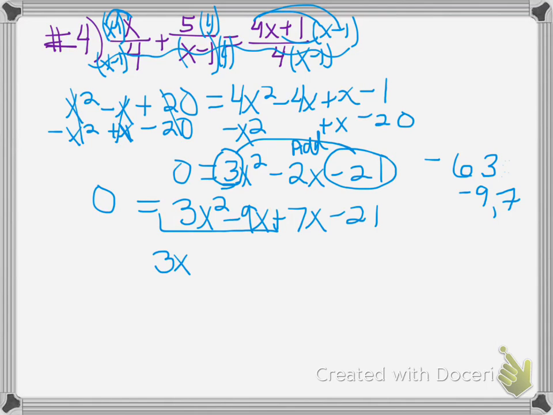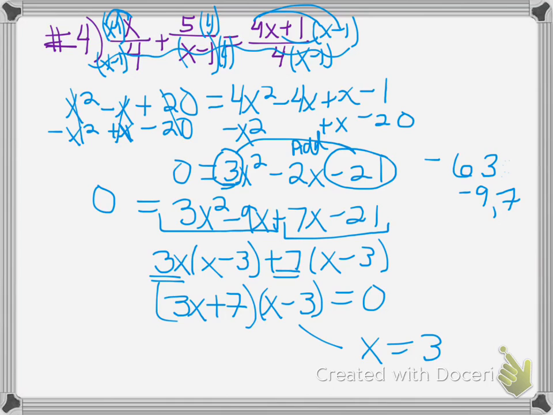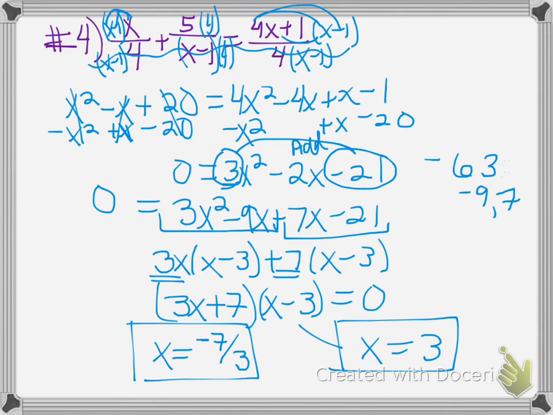GCF 3x, x minus 3. Take out a 7, GCF, x minus 3. Stuff outside is 1 parenthesis, and then the other one. Okay, and then you solve each one. So this is going to be x equals 3. In this case, you'd have to subtract 7 and then divide by 3. So there are my two solutions for that one.